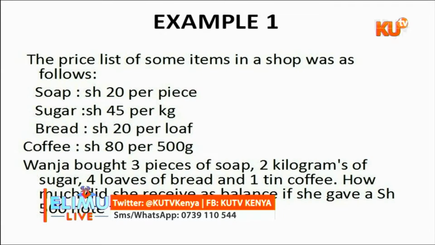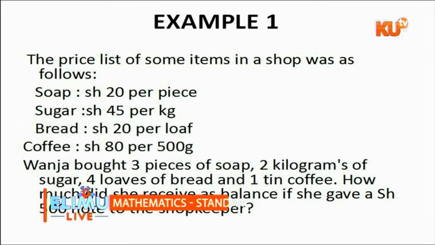In this question, number 1, we are supposed to prepare a bill. We prepare a bill so that we can get the total amount of money that this person was supposed to pay. And from there, we calculate the balance. And how do we get the balance? Remember we said that balance is gotten by getting the difference between the total amount of money given out and the total cost of items. So we start by calculating the total cost of those items.